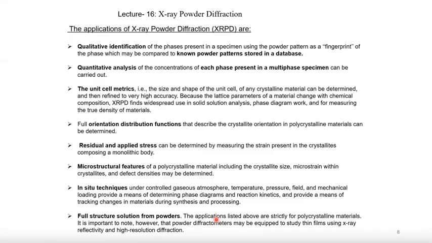The applications listed above are strictly for polycrystalline materials. So, we have to keep in mind that we can do X-ray powder patterns only of crystalline, polycrystalline powder materials. If it is amorphous, the analysis can be done with other experimental techniques, but not with X-ray. We cannot characterize amorphous materials entirely with X-ray.